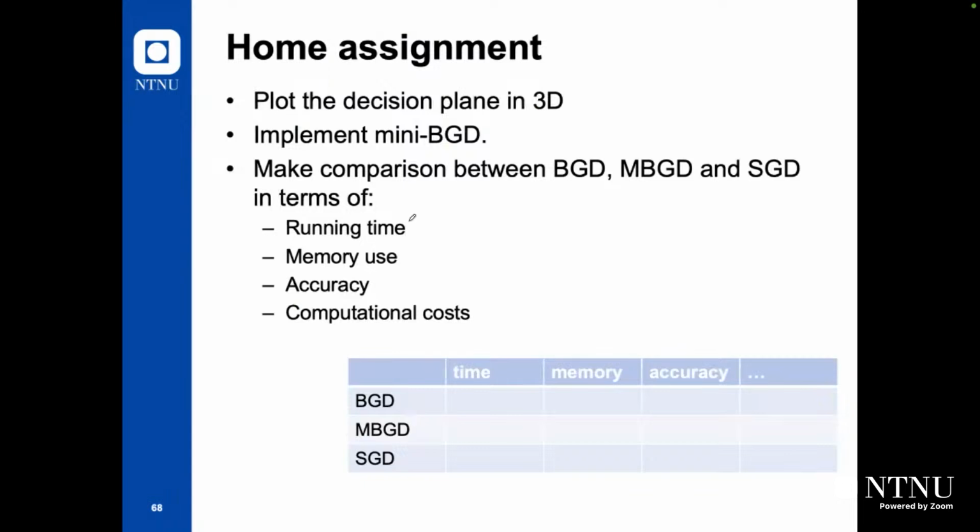You can try to find the running time, memory use, how much memory we need, maybe the accuracy, maybe the computational cost, meaning the number of calculations, right? For batch gradient, mini batch gradient, and stochastic gradient, you can try to put your results in a table.